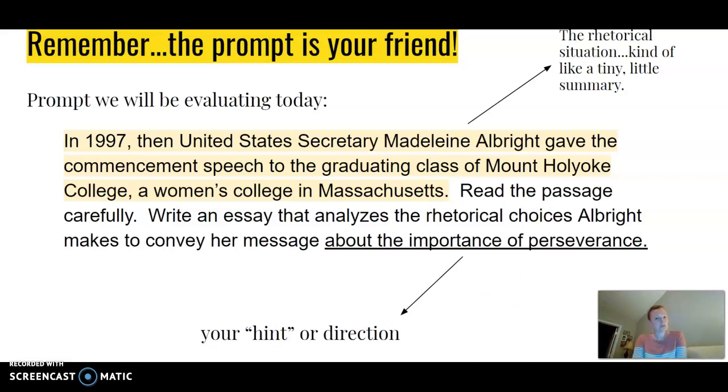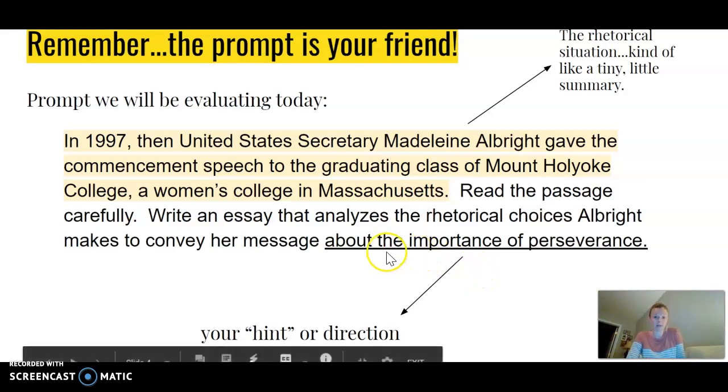Oh, I think this was a 2018 one that they used. So the prompt we're evaluating today is, in 1997, the United States Secretary Madeleine Albright gave the commencement speech to the graduating class of Mount Holyoke College, a women's college in Massachusetts. Read the passage carefully. Write an essay that analyzes the rhetorical choices Albright makes to convey her message about the importance of perseverance.